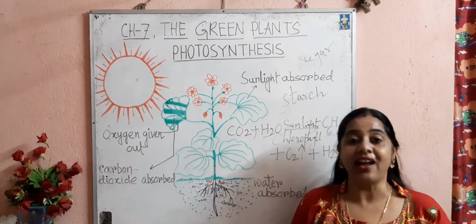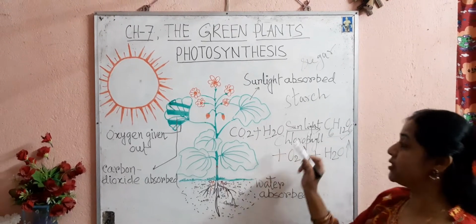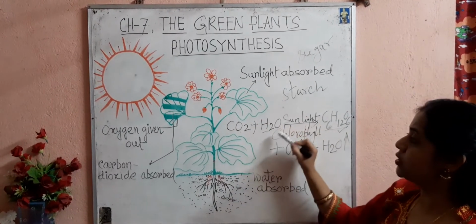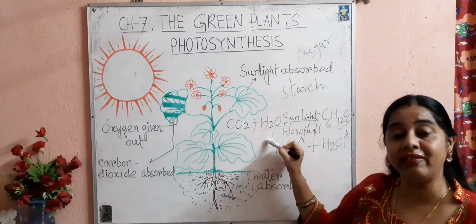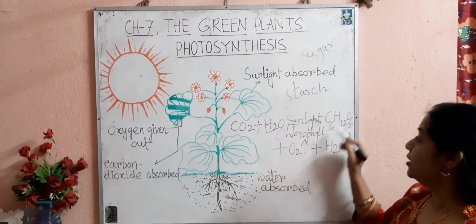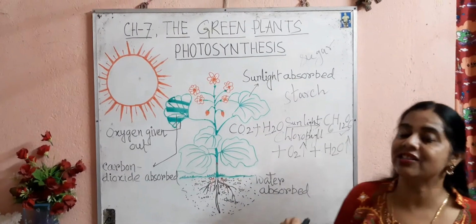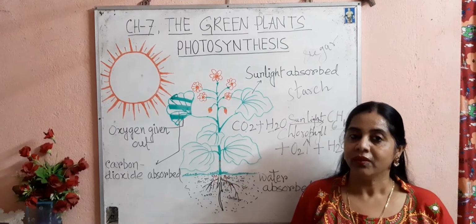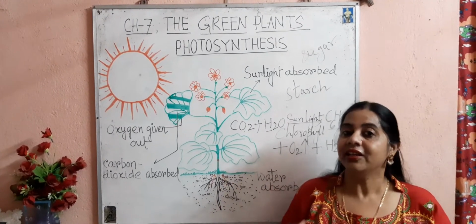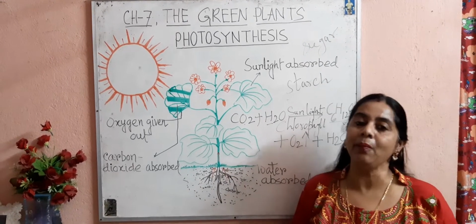Okay, students, in higher classes you will learn more about photosynthesis: how these chemicals, how these molecules, how these raw materials are combined and used by the green leaves to synthesize or prepare this carbohydrate food. Okay, in higher classes you will learn more about it. Through some reactions, it is done by the plant, by the green leaves of the plants.